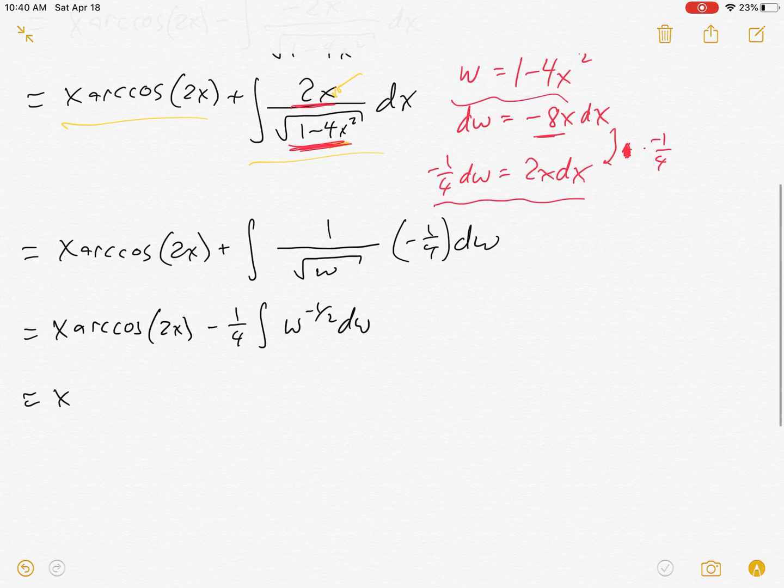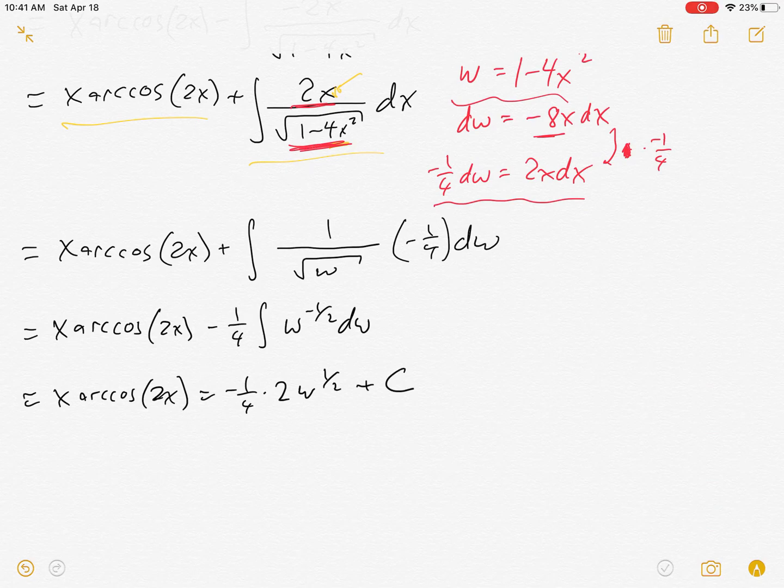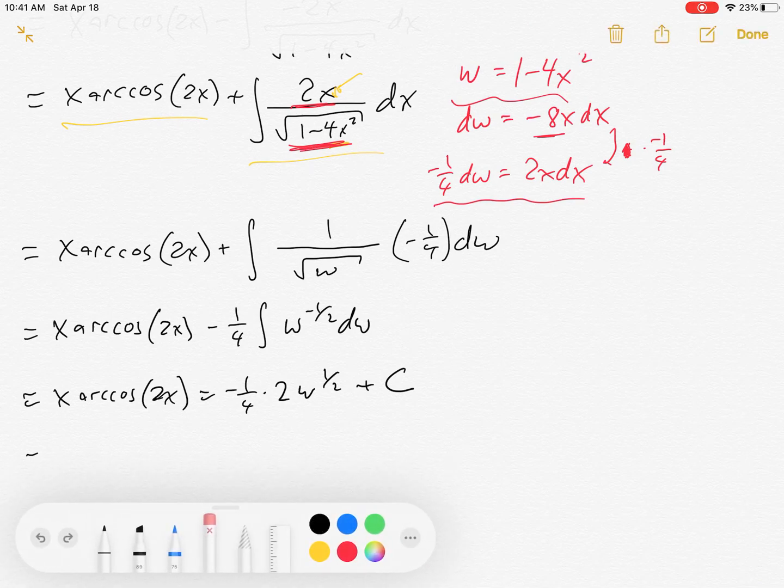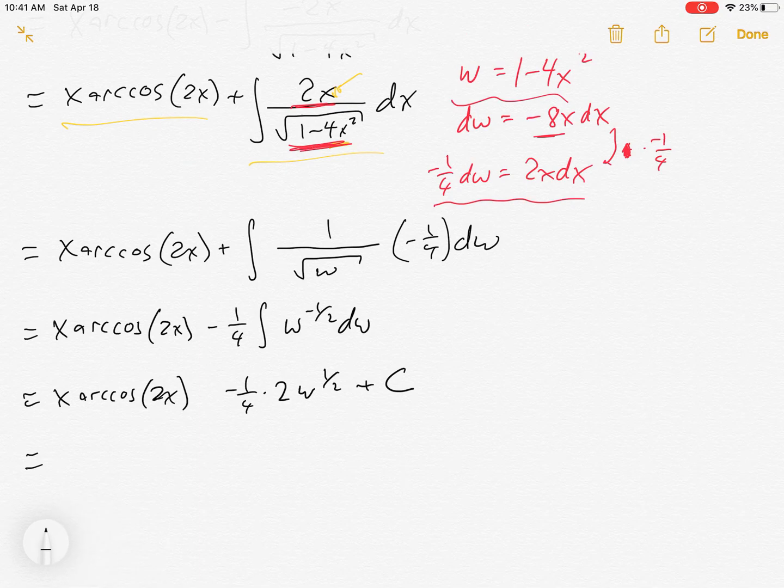Okay, now we'll do our cleanup all in one step. Move that 1/4 out front, make this w to the negative 1/2. Lots of recopying in these problems. So the integral of w to the negative 1/2 is w to the 1/2. Better put a 2 out front, plus c. And I think we are about done here. Why is that an equal sign there?